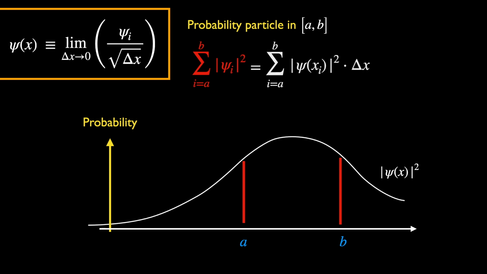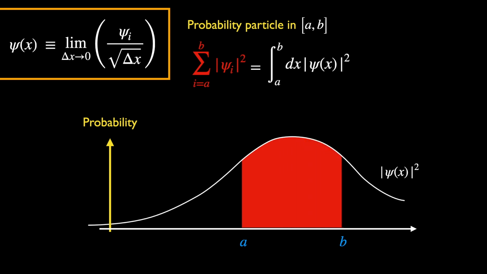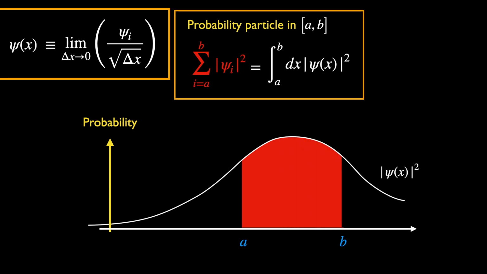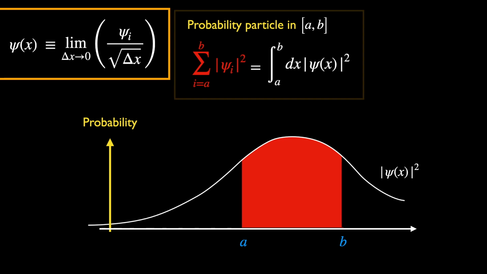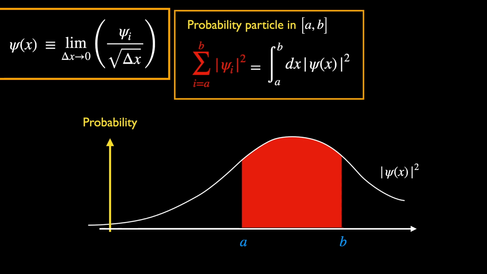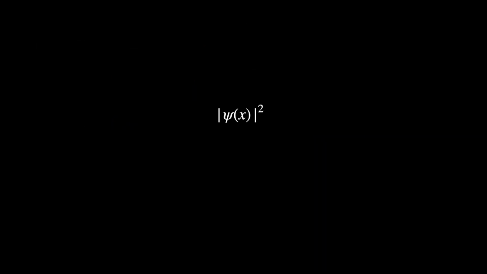Which in the continuum limit just means integrating the absolute square of psi x over this interval. Therefore, the absolute square of the wave function in position basis is a probability distribution over position space. This function, when integrated over the entire position space, which is the x-axis in our example, must give 1 if it is a probability distribution.